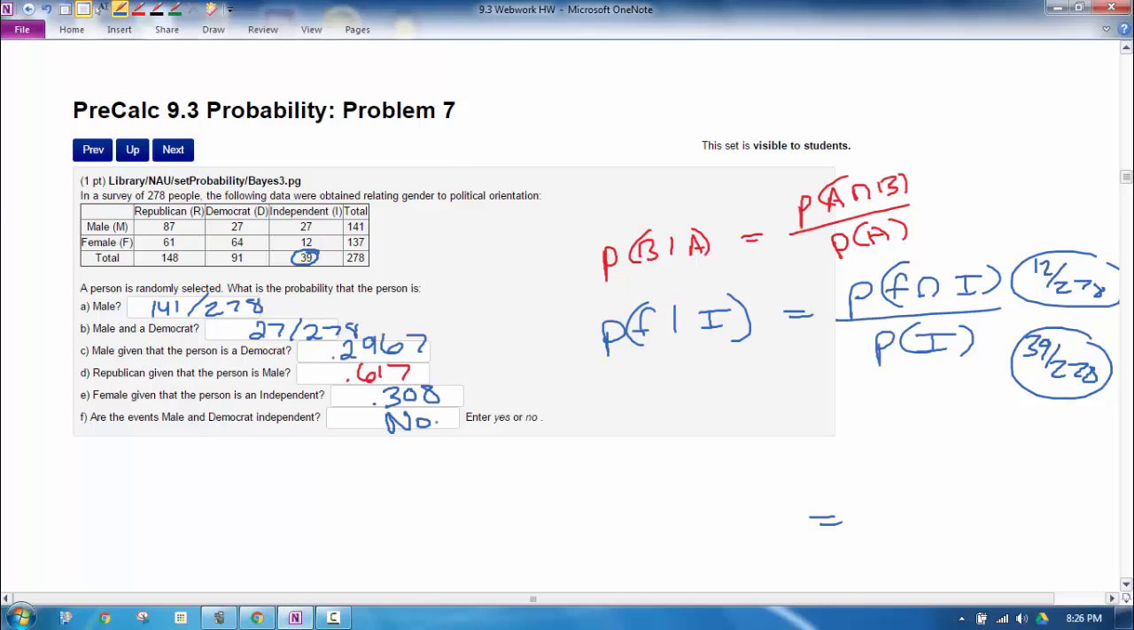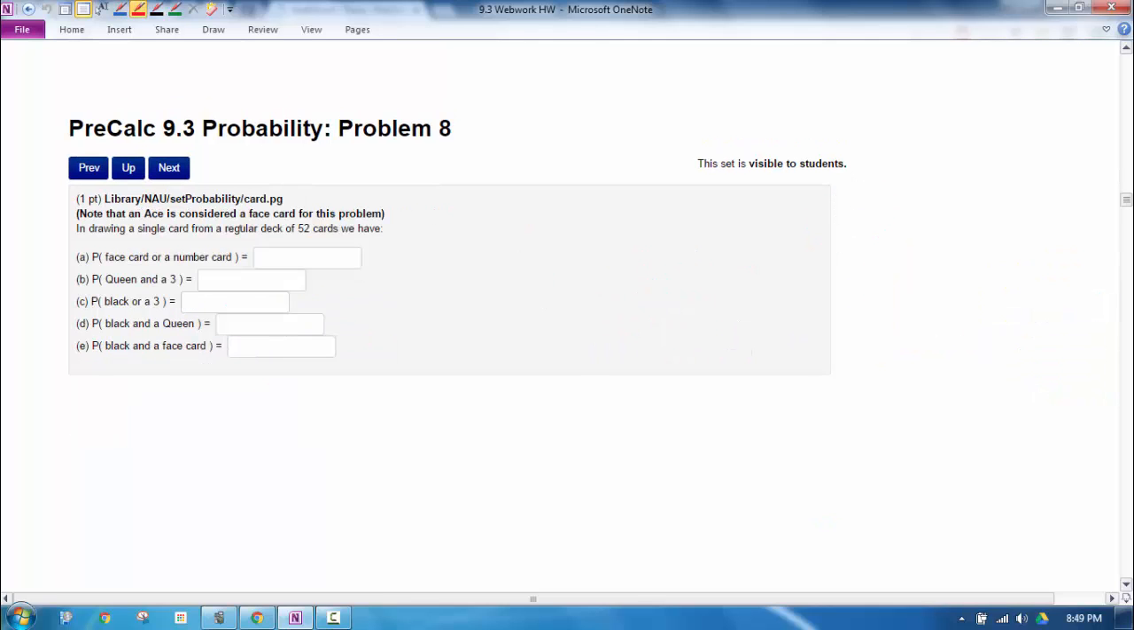And the last question is no, they're not independent. The conditional probability formula wouldn't have worked if they were independent. Okay, the next question says we're going to draw a single card from a deck of 52. We want the probability that it's a face card or a number card.